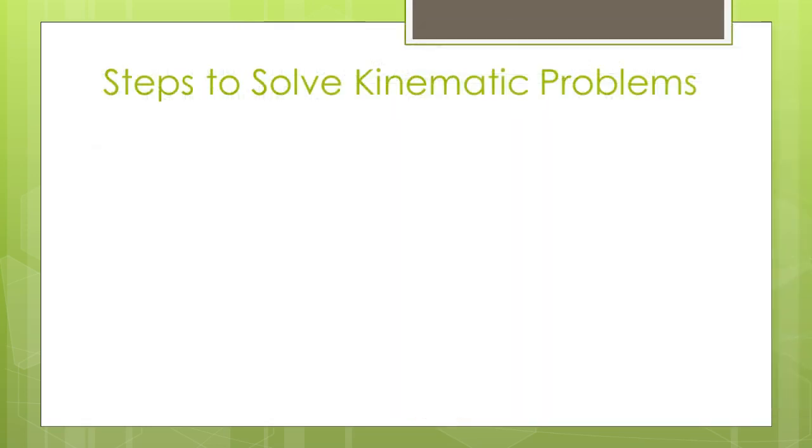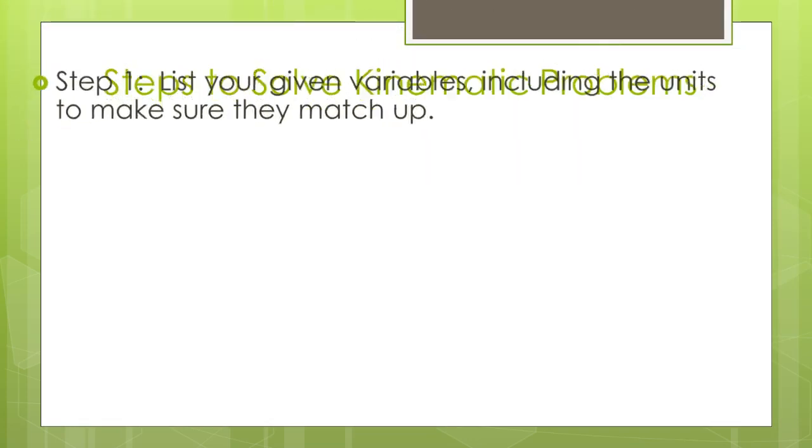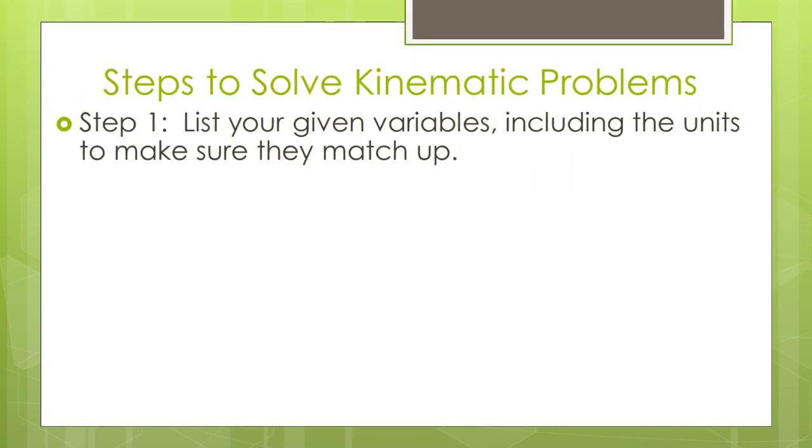This process becomes one of 4 steps to solving a kinematic problem. Step 1. List your given variables, including the units to make sure they match up. Remember, a knowledge of variables and the units that they represent is very important. If I put down that x, or my displacement, is 5 seconds, a little red flag should pop up immediately and remind you that seconds goes with time. If you're looking for displacement, you need to find meters. It's a great way to organize and check that you are correct.